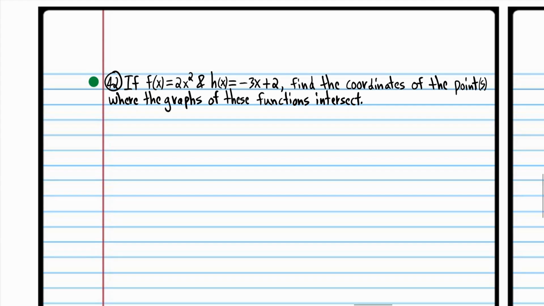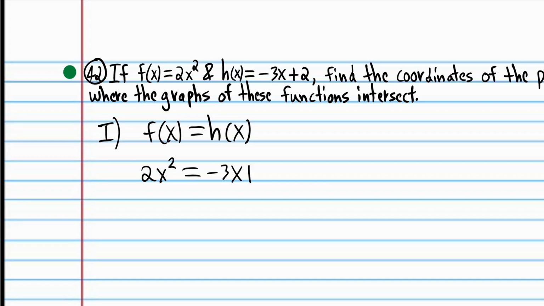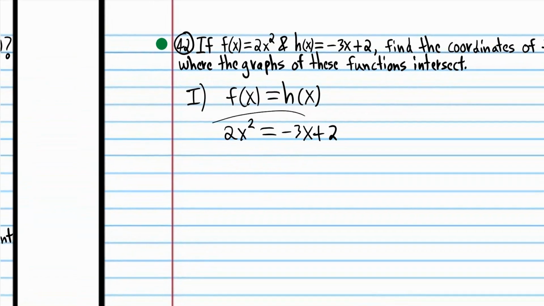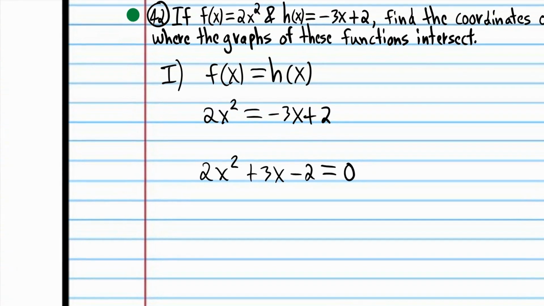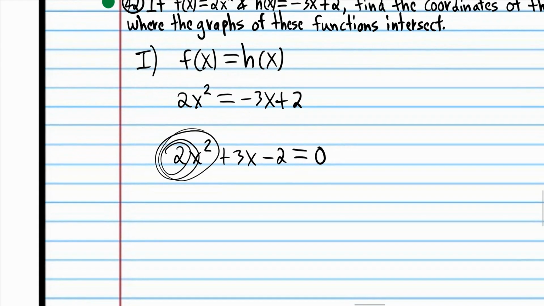So we want f of x to be equal to h of x as usual, and that means that 2x squared is going to be equal to negative 3x plus 2. That's a quadratic equation, so we have to put everything on one side. And you want it to be on the left side because you want this coefficient here to be positive if you can. And we're now going to factor.